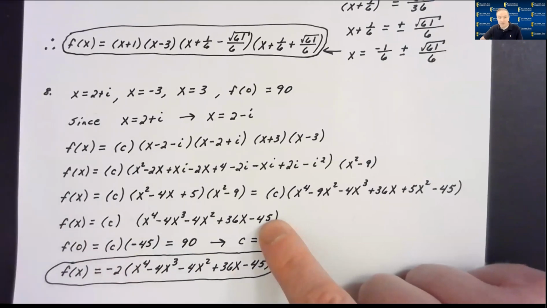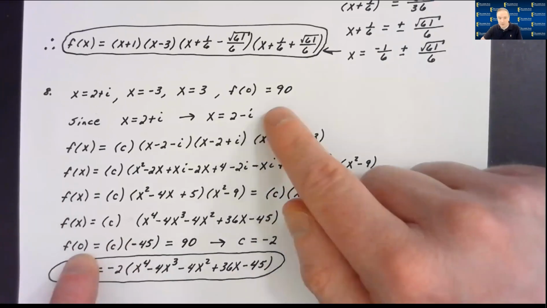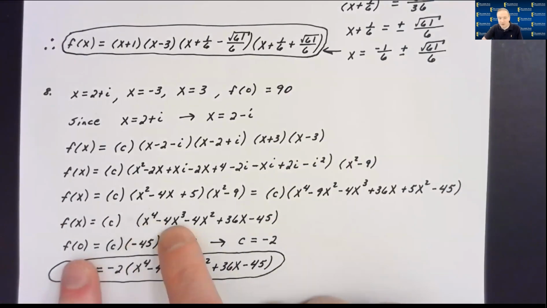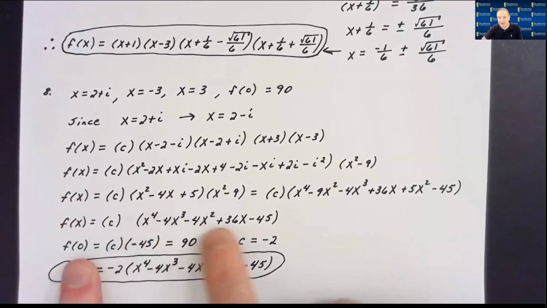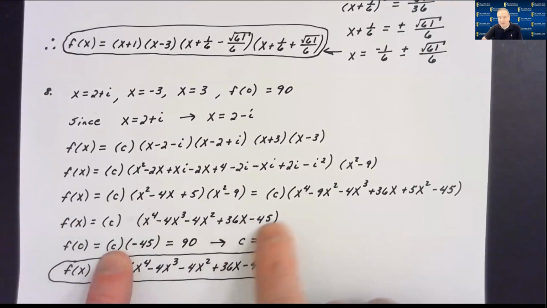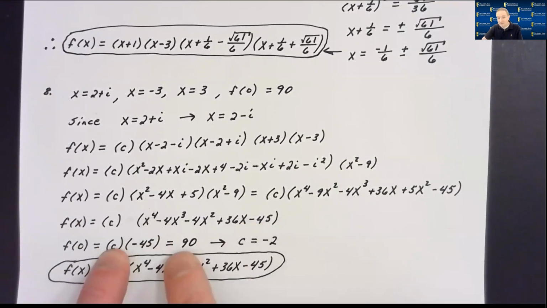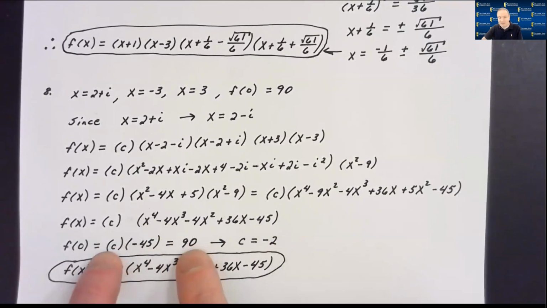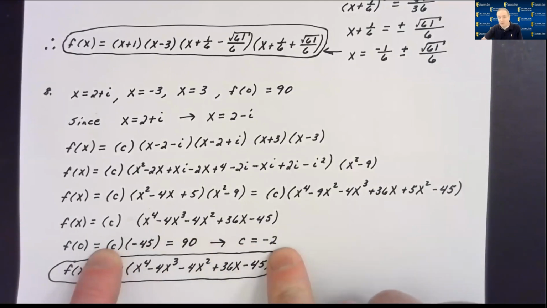Now, in order to determine what c is, all I have to do is say, well, I know that f of 0 is supposed to be 90. So what happens if you try to plug a 0 into this polynomial? Every single one of those terms with x cancels out, and f of 0 is going to give me c times a negative 45. It's supposed to equal positive 90. I would get negative 45 times c is 90. That's going to give me c is equal to 90 divided by negative 45. I know that's going to be c equals negative 2.